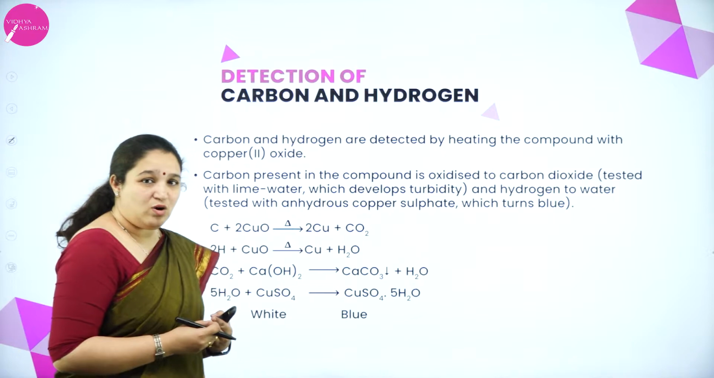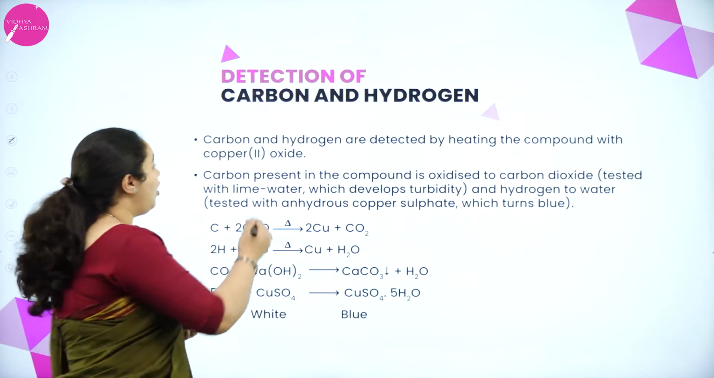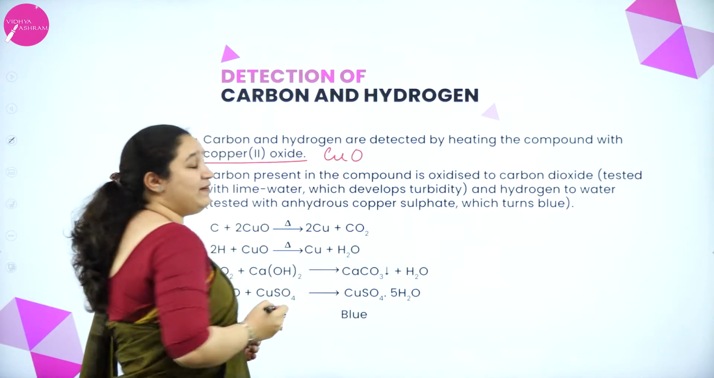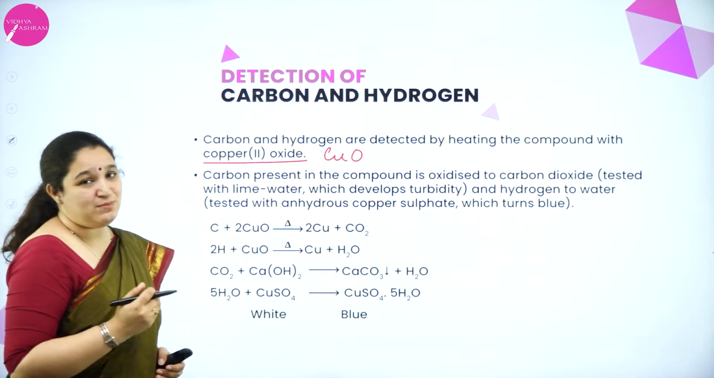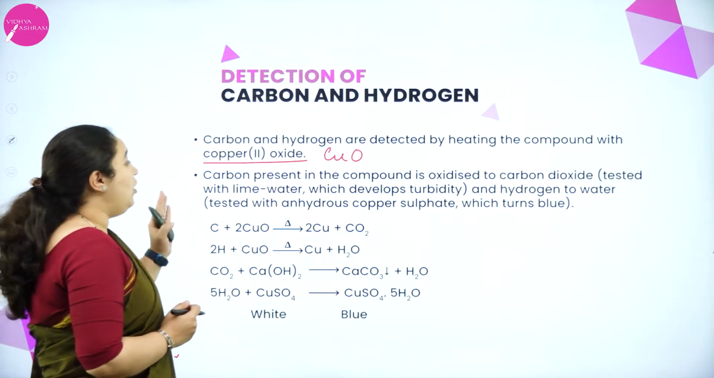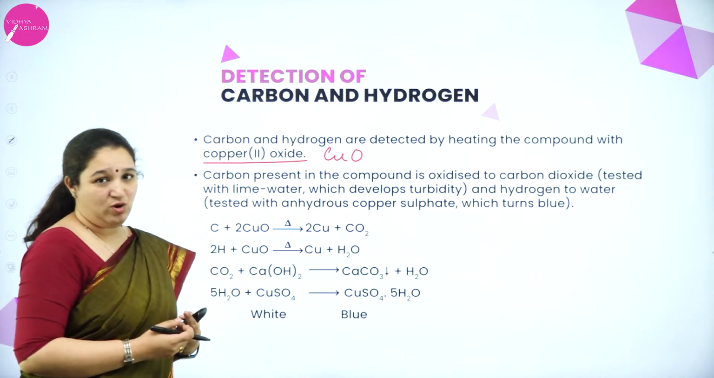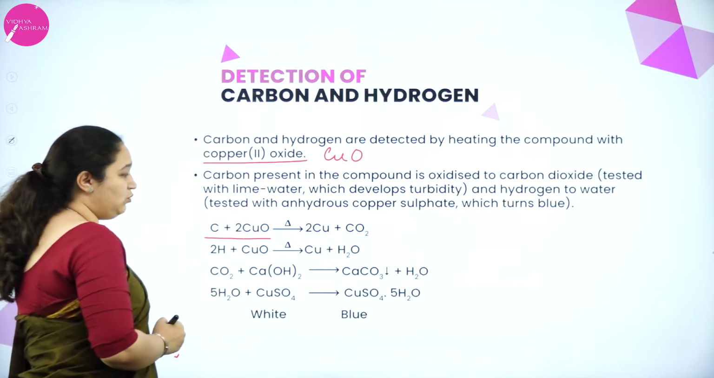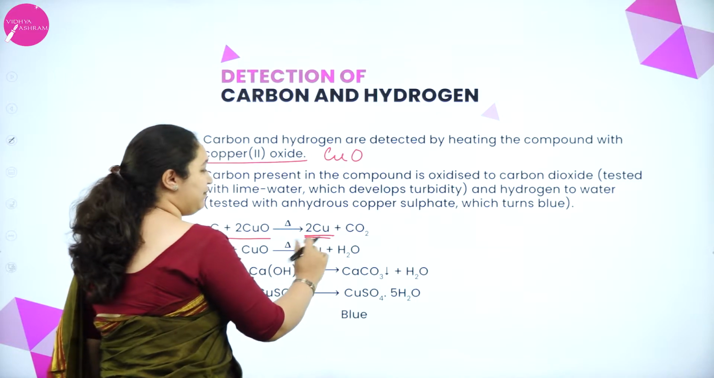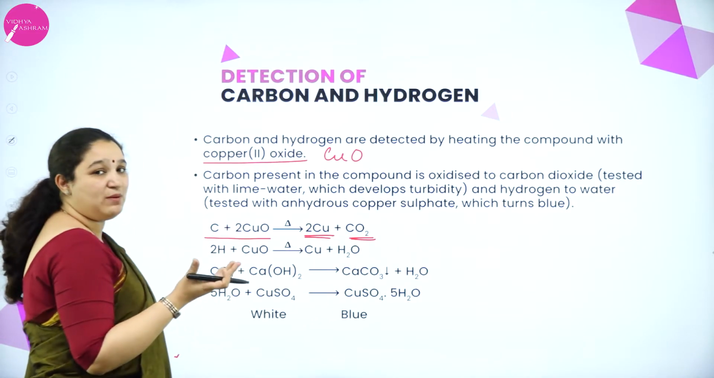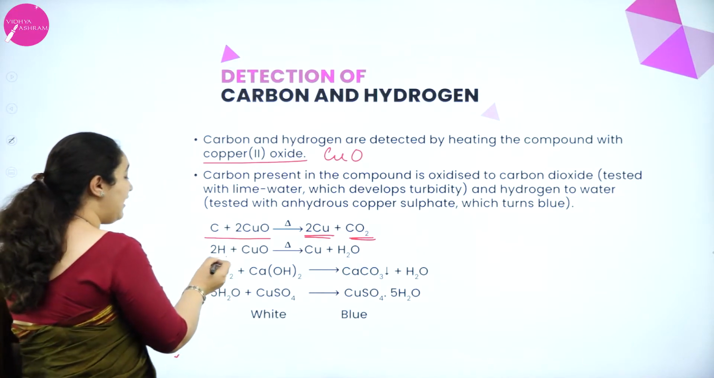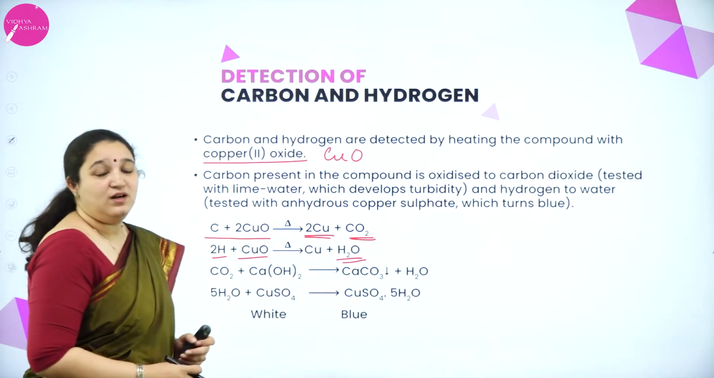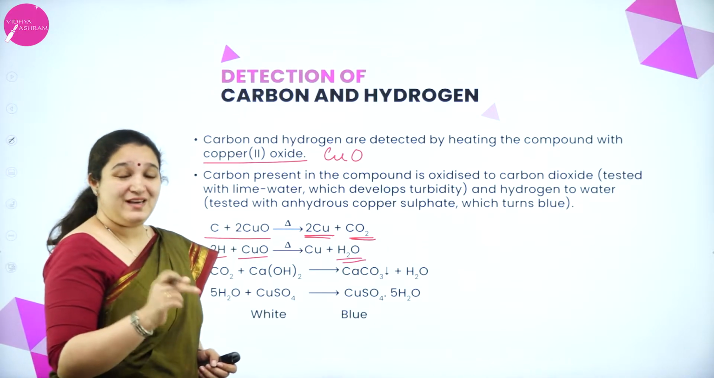Here, the organic compound we take and heat it with copper oxide. Copper oxide is CuO, where copper is in +2 state, oxygen is in -2 state. Now, what will happen when I heat the organic compound? The carbon which is present in organic compound will react with CuO, copper will remain as it is, carbon with oxygen will combine to form carbon dioxide gas, and if hydrogen is present, it reacts with CuO to form water.